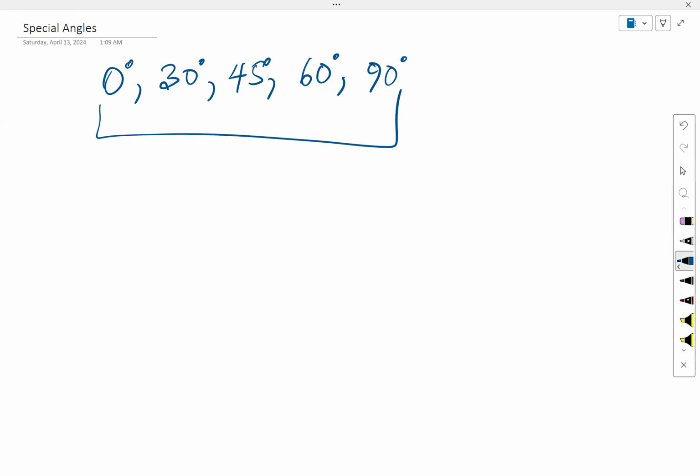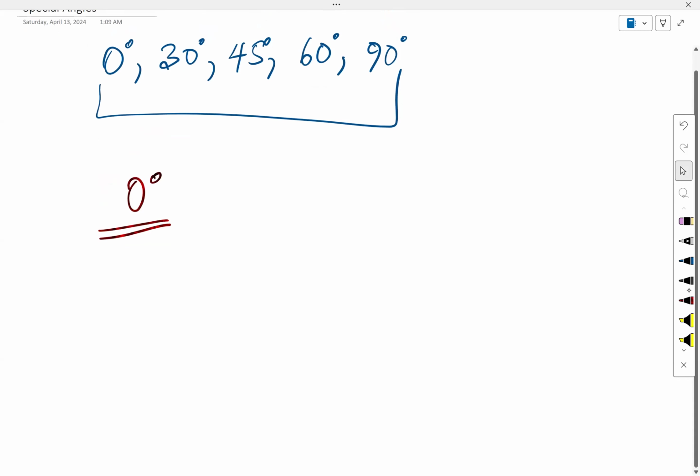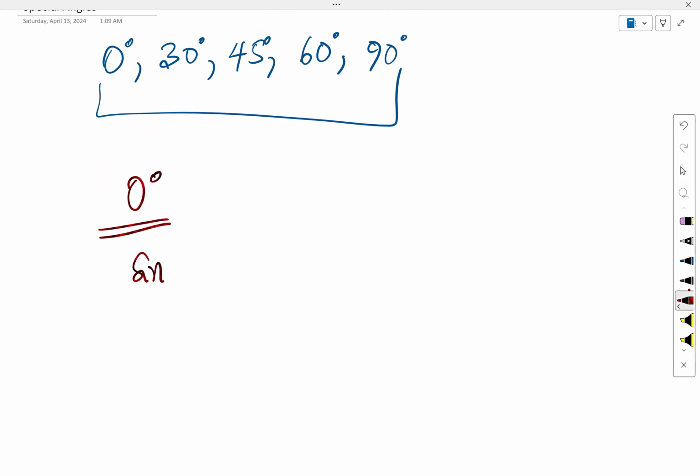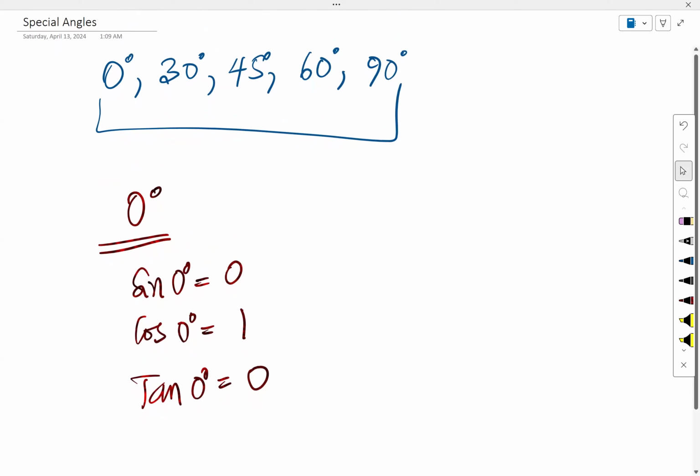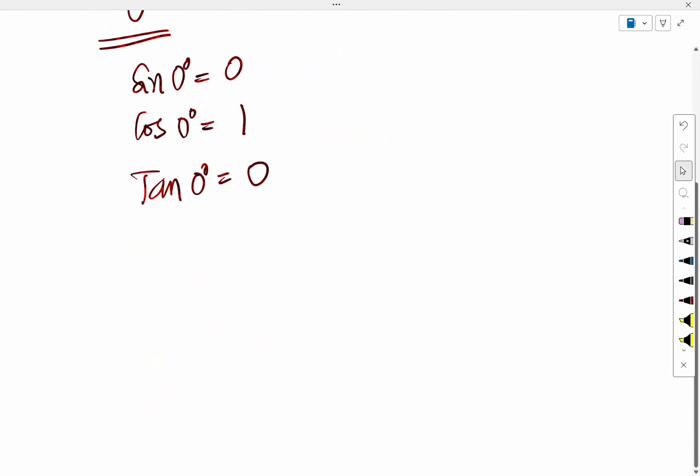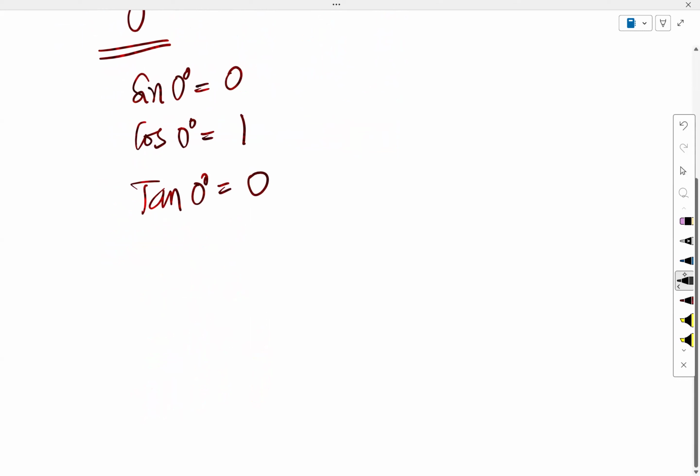First off, if we take 0 degrees, 0 is really special. Maybe there's a proof for this, but I don't want to bother about the proof or how to derive it. Just know that the sine of 0 degrees is 0. And then the cos of 0 degrees is 1. Then the tan of 0 degrees is 0. Very important.